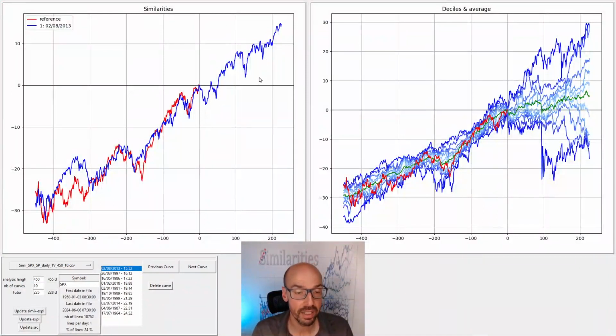The similar patterns are displayed on this window, and I have the reference, which is the last 450 days, in red here. On this window, we have a statistical analysis of the 10 curves, with the average in green, and in blue we have the probability cone, where each line is a different decile. All right, this is a long-term analysis with daily data. It focuses on the next 6 months to 1 year period.